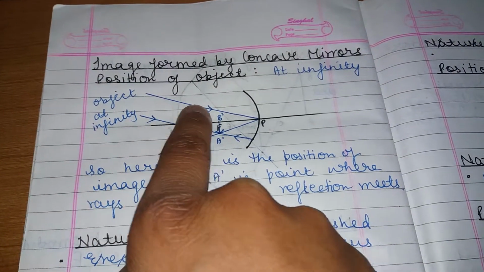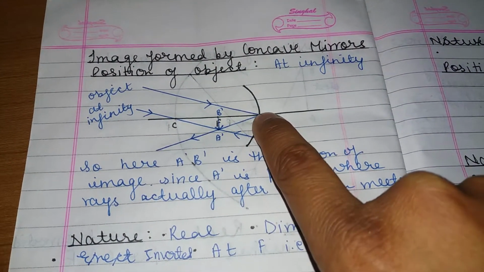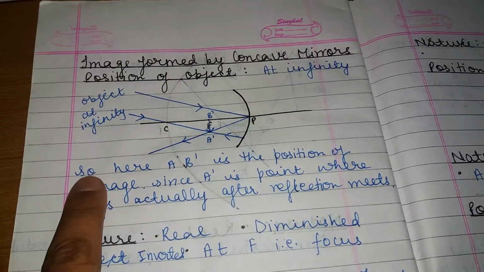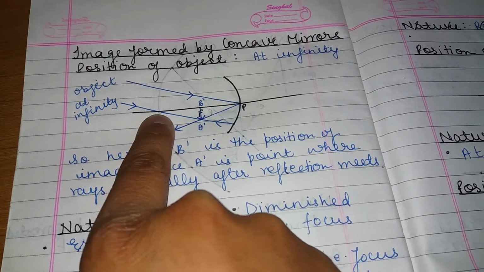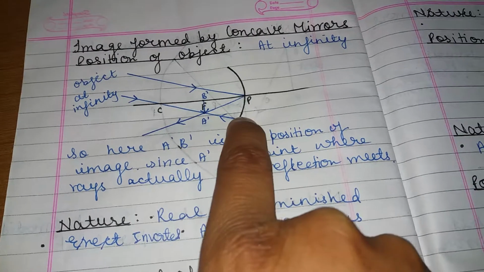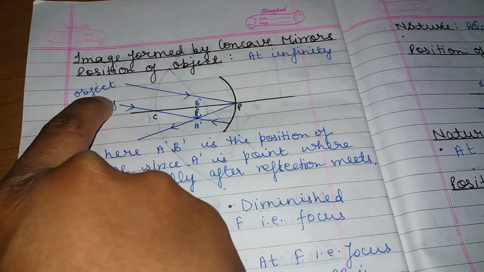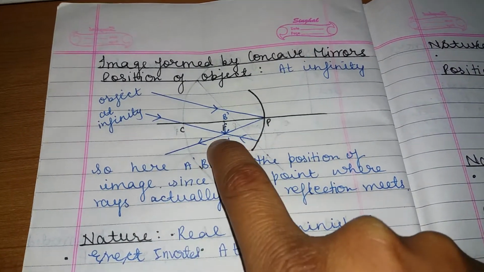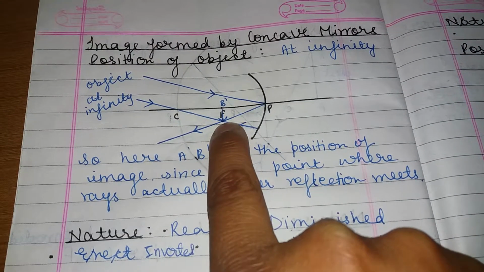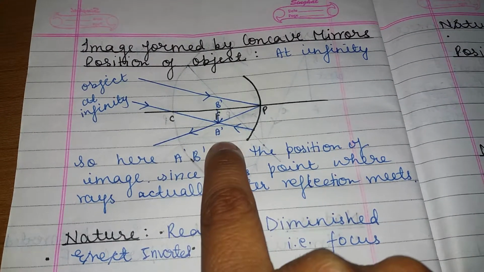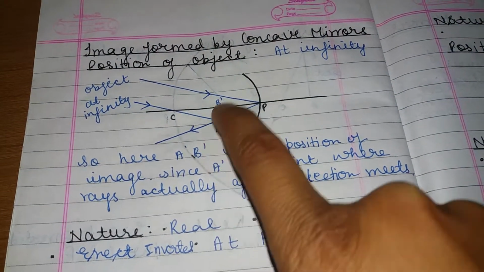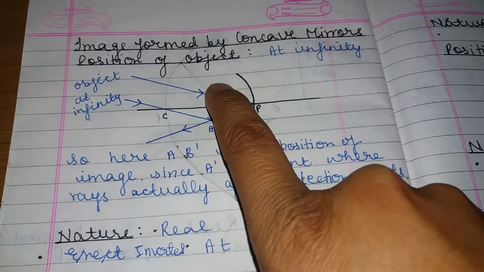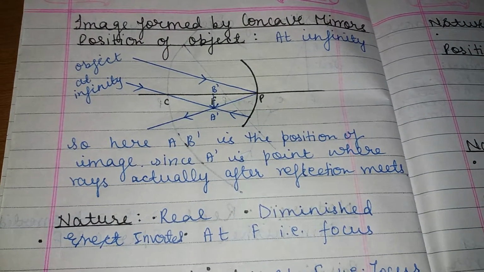Now, when a ray is coming from infinity to the pole, it will also be obliquely reflected back in the opposite direction. Similarly, when a ray is passing through the center of curvature, then after reflection it will reflect back along the same path. And we know that when the two reflected rays meet, their point of intersection is the point of image formation. It means in this figure A dash B dash is the position of the image.